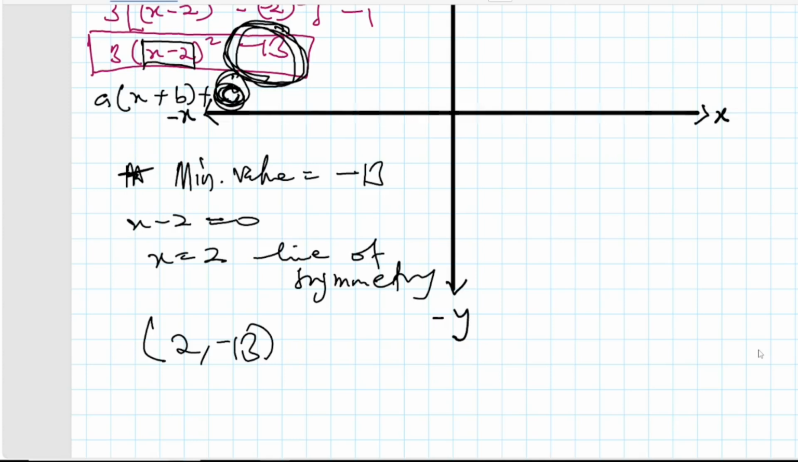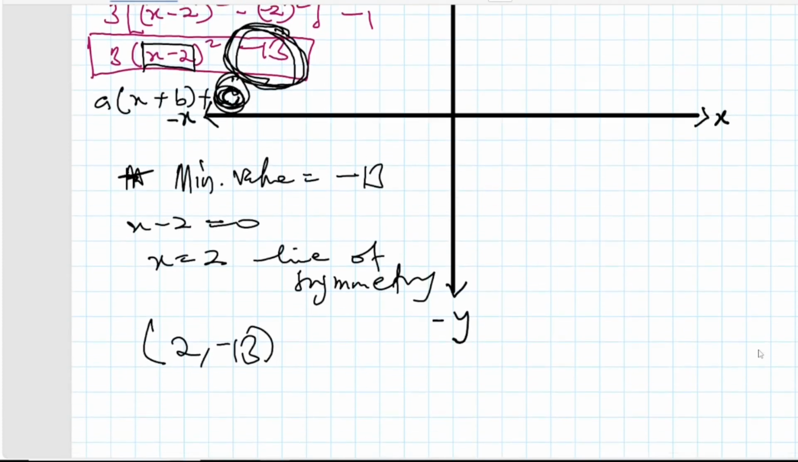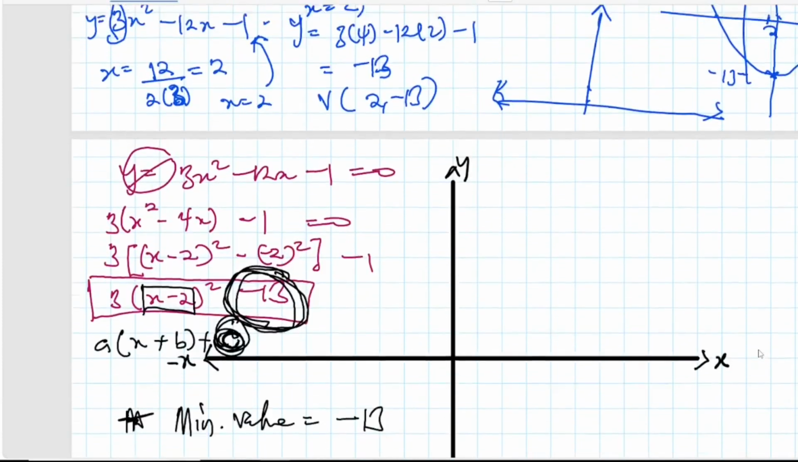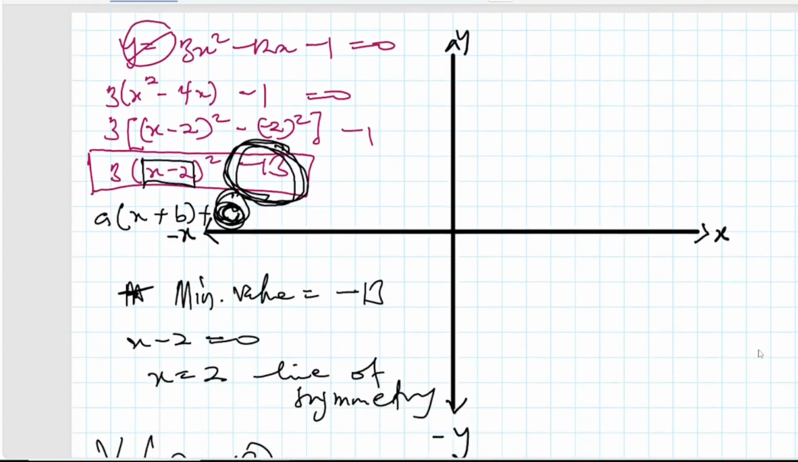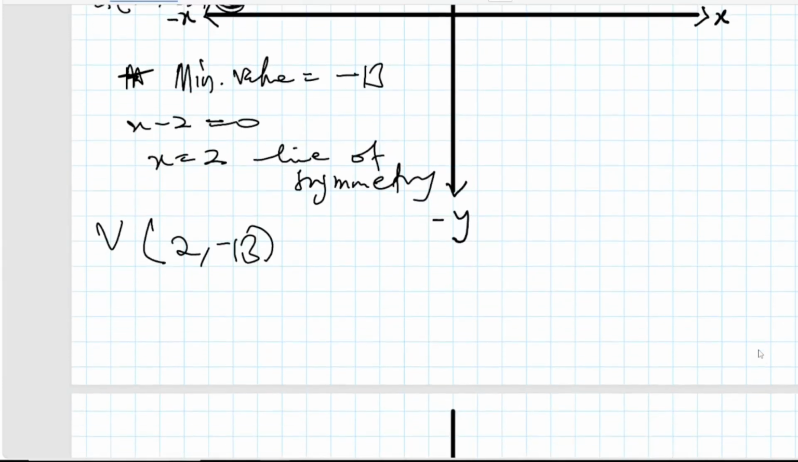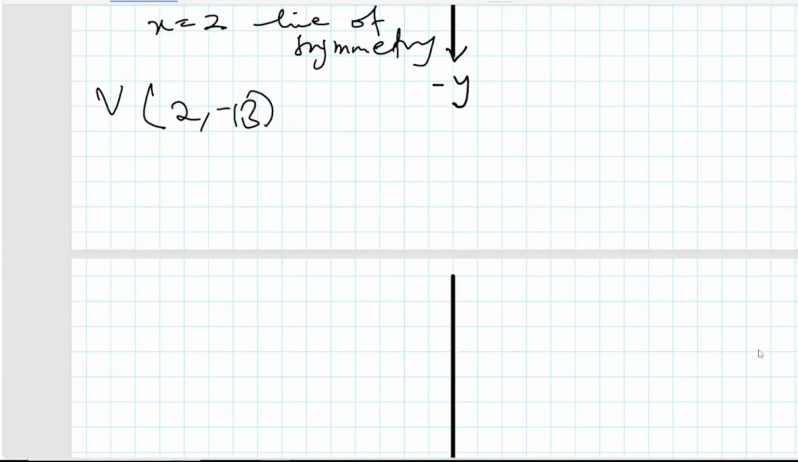So you realize it's easy, after completing the square of the quadratic equation, to find the maximum or the minimum value, and then the x coordinate as well as the line of symmetry. Our vertex is 2, negative 13, the same thing we had earlier. So it makes it easier to figure them out using the completed square form of the quadratic equation.